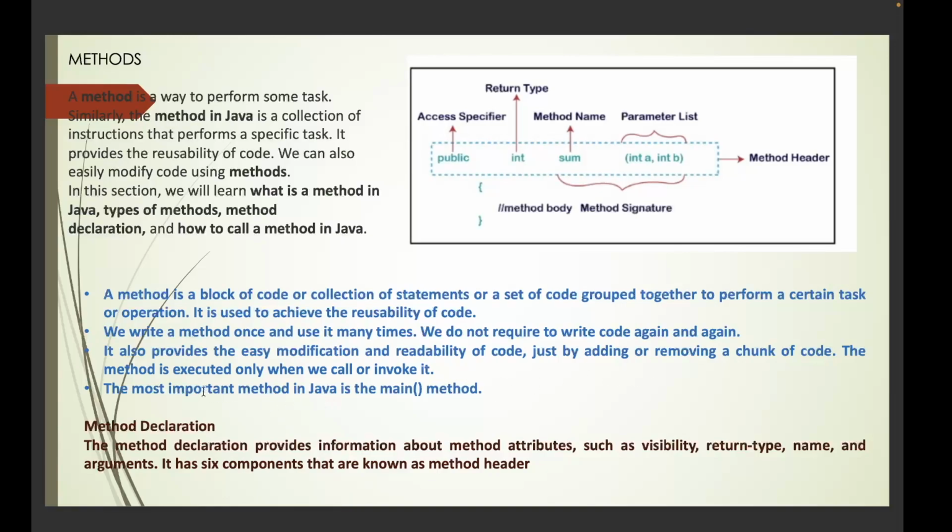The method is executed only when we call it or invoke it. That is the second important part of a method. We need to call or invoke the method in order to run it. The most important method in Java is the main method. We already saw the method declaration, how method declaration can be done.